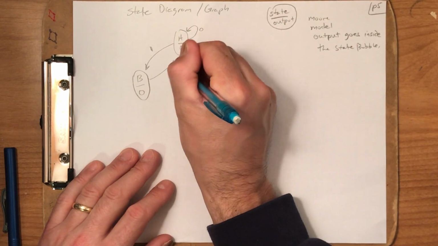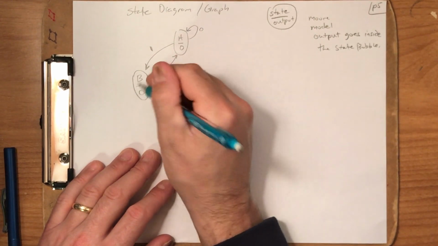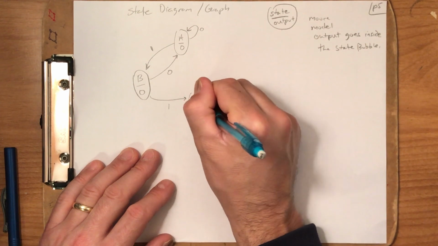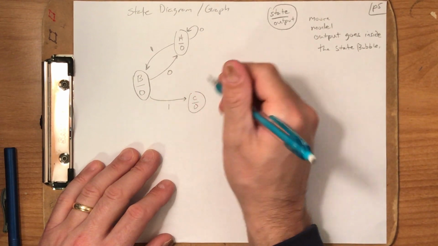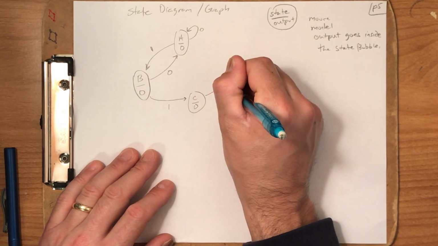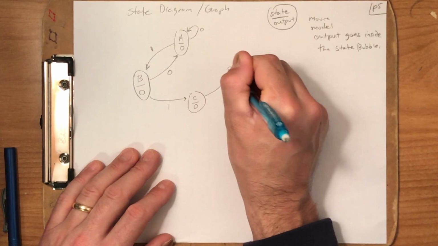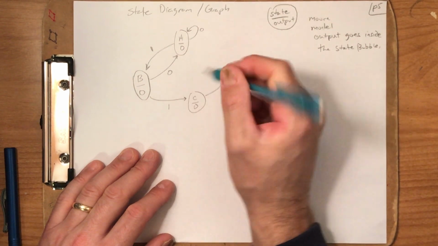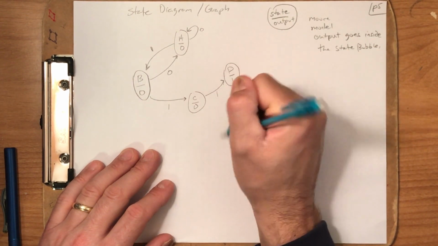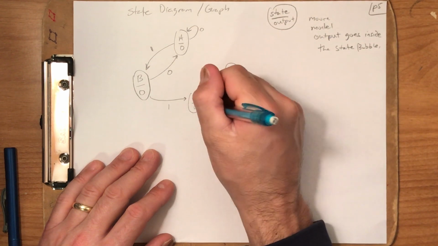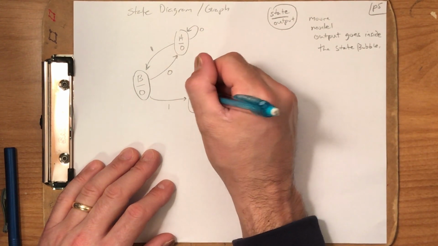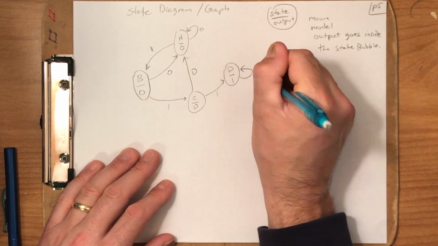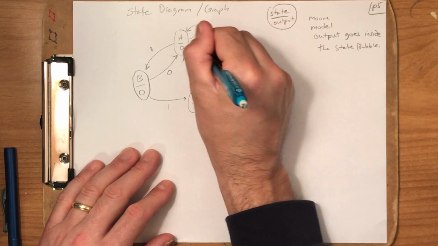From B, if we get a 0, we go back to A. If we get a 1, we go to C. Output in state C is 0. If we get a 1 from C, we go to D. And there the output is 1. So you can see we've gotten 1, 2, 3 1s now. From C, if we get a 0, we go back to A. From D, if we get a 1, we stay here. And from D, if we get a 0, we go back to A.